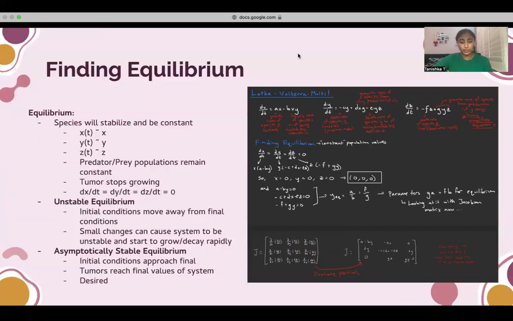Now, ODEs are especially useful to help us find equilibrium, which is where a species will stabilize and remain constant, or in the terms of cancer, this means the tumor will stop growing. There are two types of equilibrium: there's an unstable equilibrium, where a small change can cause a system to once again become unstable and the cancer can grow or decay rapidly. And then there's the asymptotically stable equilibrium, which is what we desire.